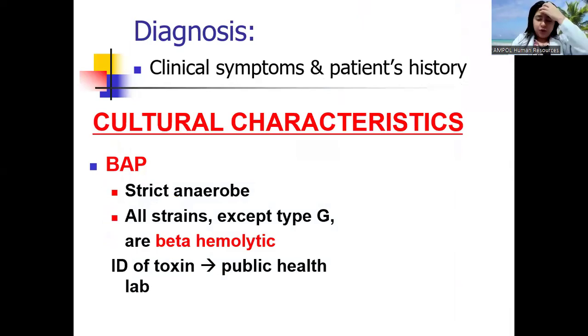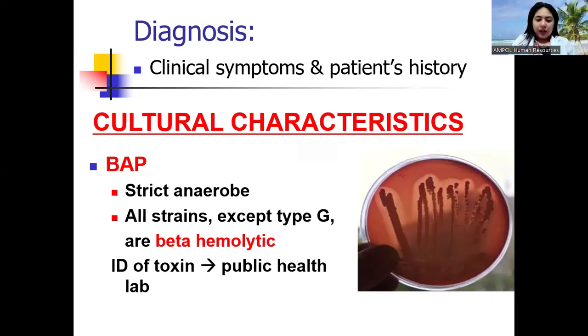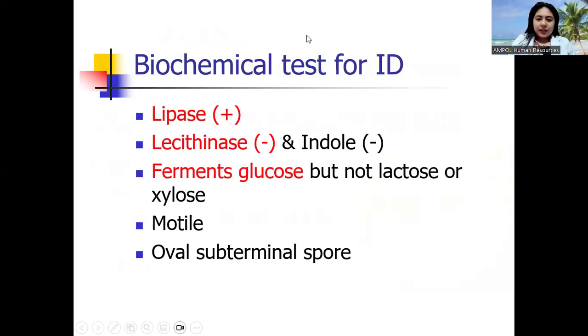So, cultural characteristics of your Clostridium botulinum sa back, they are strict anaerobic. All strains except for type G na Clostridium are beta hemolytic. Si type G lang ang non-hemolytic. Identification of the toxin sa public health laboratory na siya. Ayan, so beta hemolytic. So biochemical testing: lipase positive, lecithinase negative, indole negative, ferments glucose but not lactose or xylose. Motile and they have oval subterminal spores.